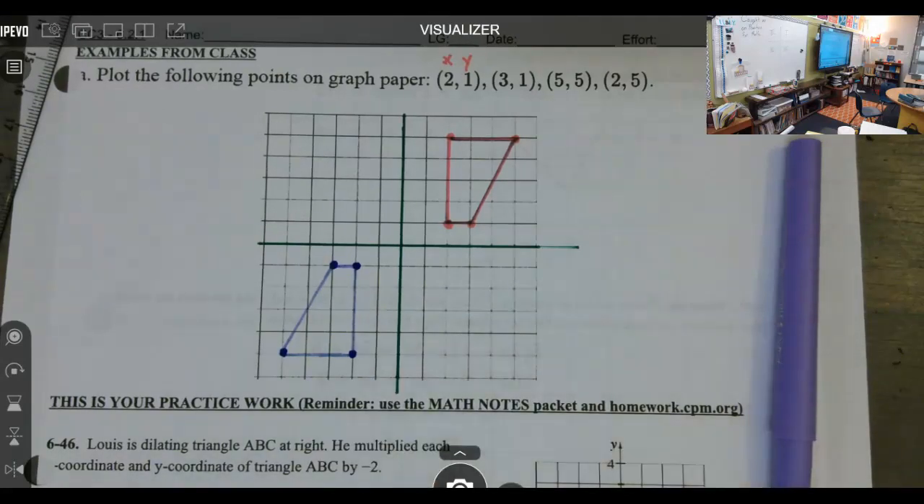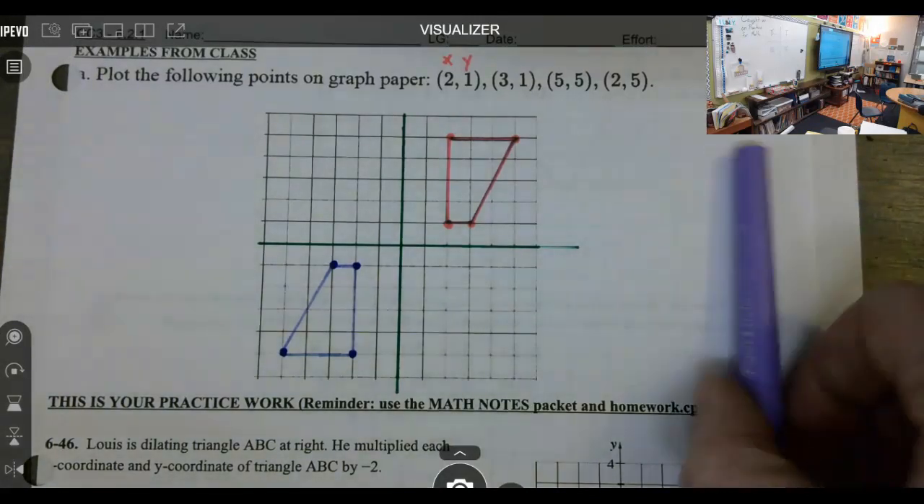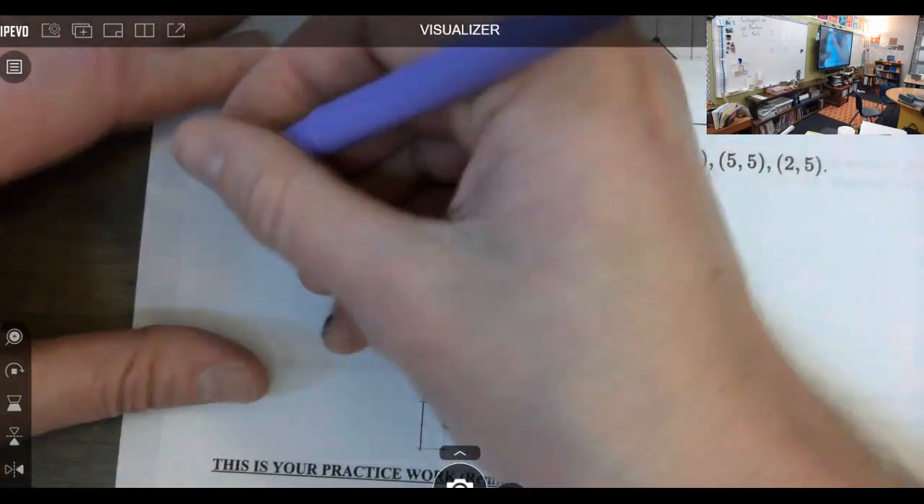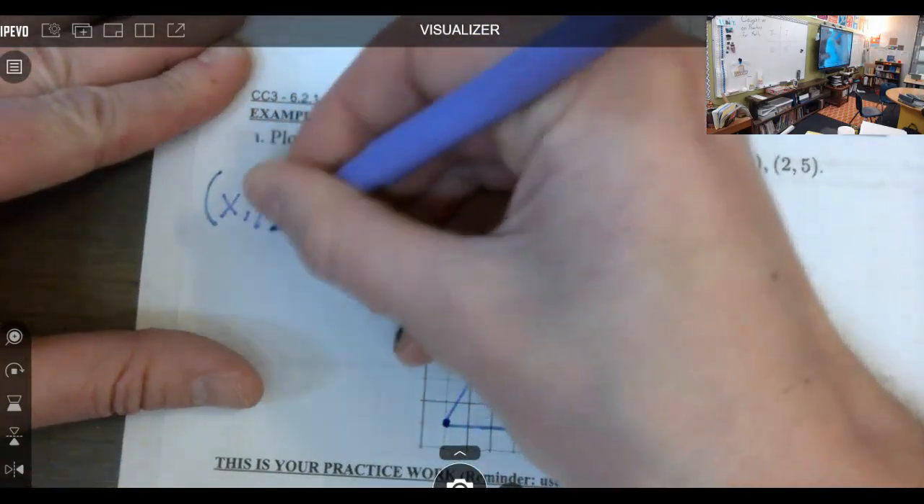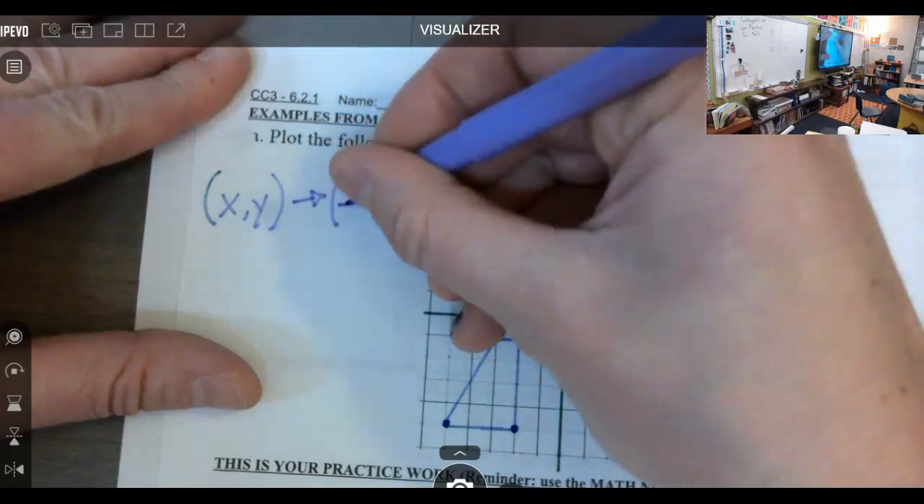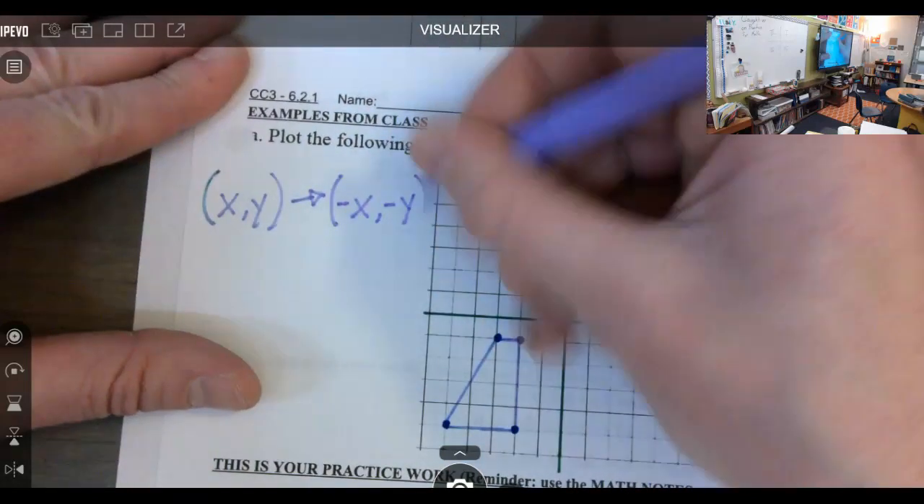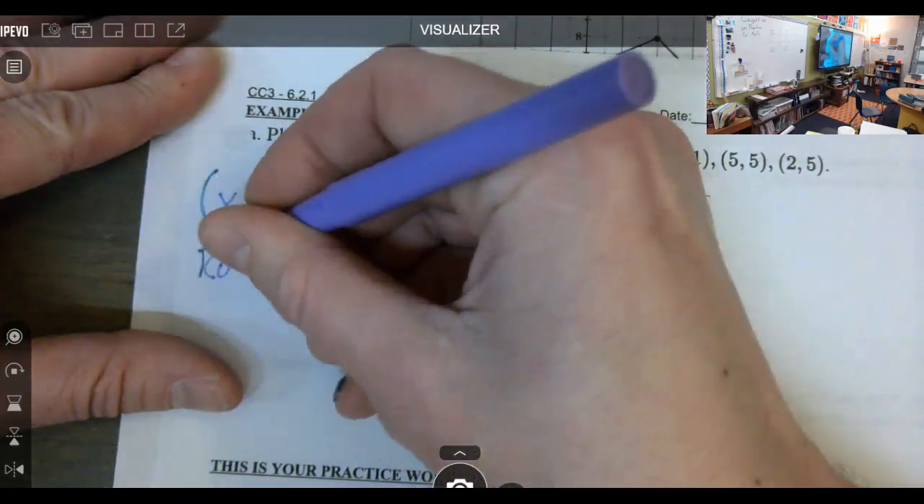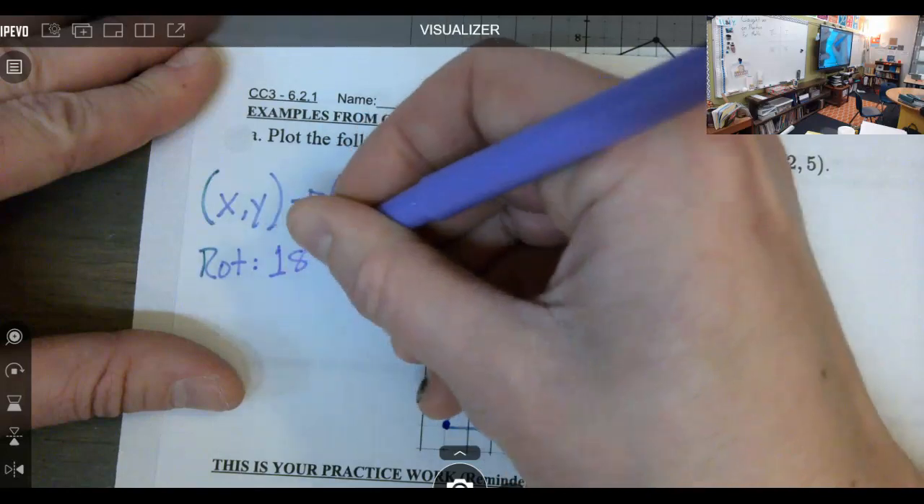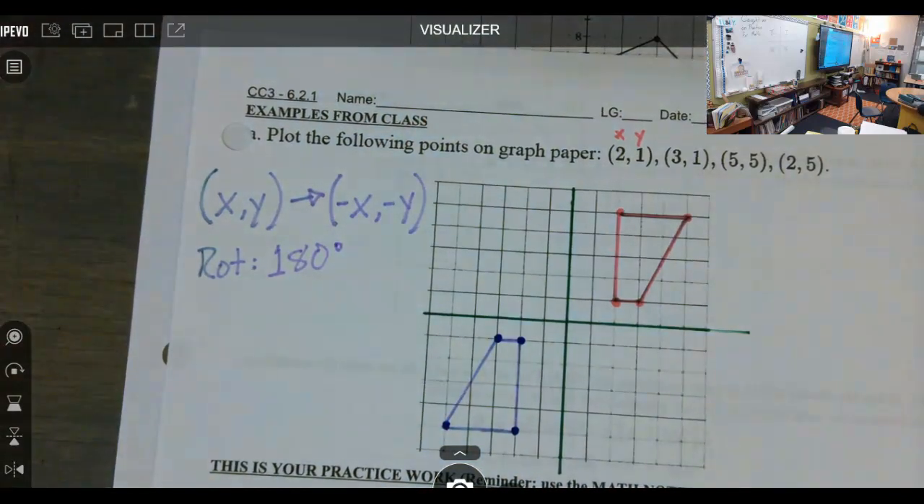What happened here? Mick, you want to take a shot at what happened here? It rotated what? Well, but rotations have degree measures, right? Did it rotate 90? Did it rotate 180? So what we just saw happen was, you might write this down, x and y became the opposite of what x was and the opposite of what y was. And that rotated us 180 degrees.